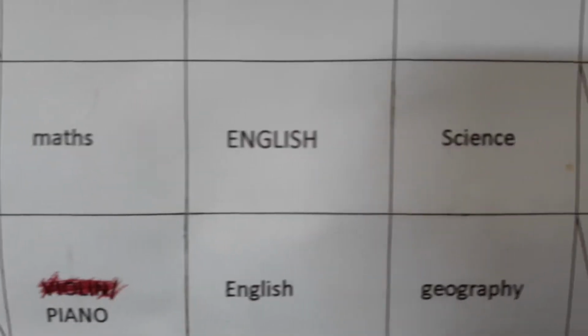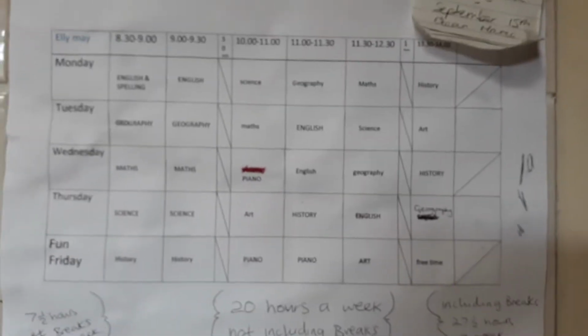But usually at the moment, these are the main three subjects that we like to make sure she does: maths, English and science. Maths and English are the ones that she really needs to be on top of, because otherwise she has to repeat them at college. So yeah, that is my timetable.